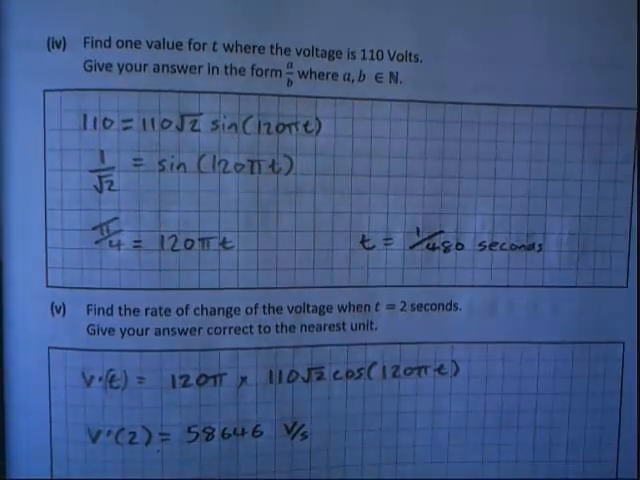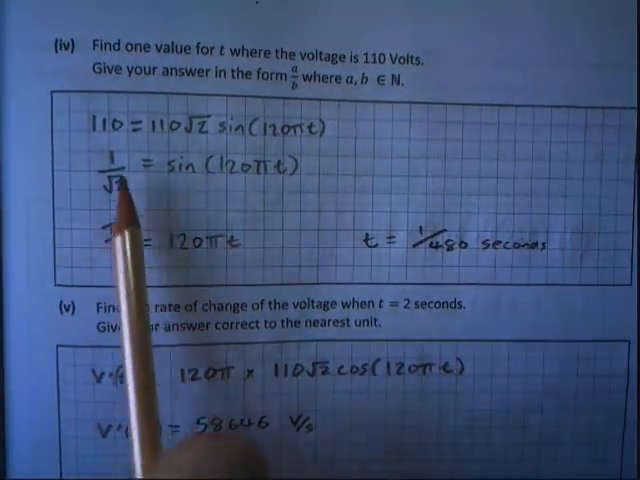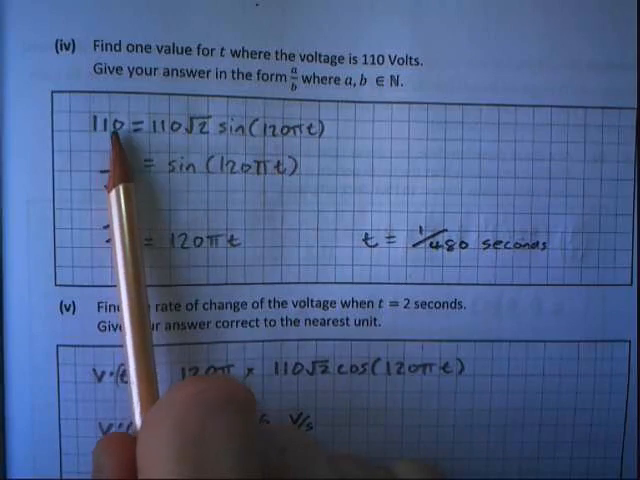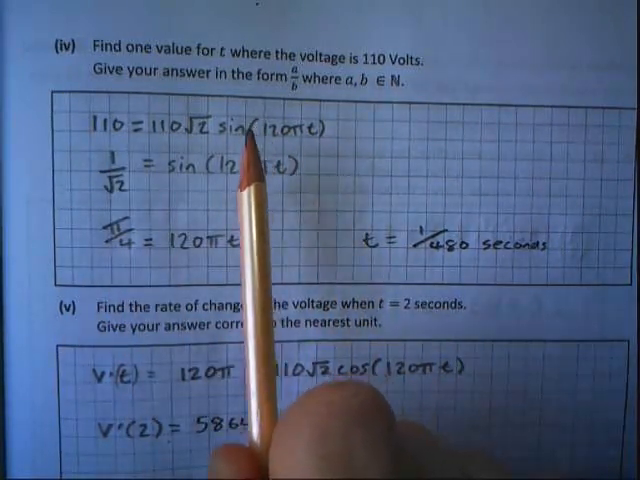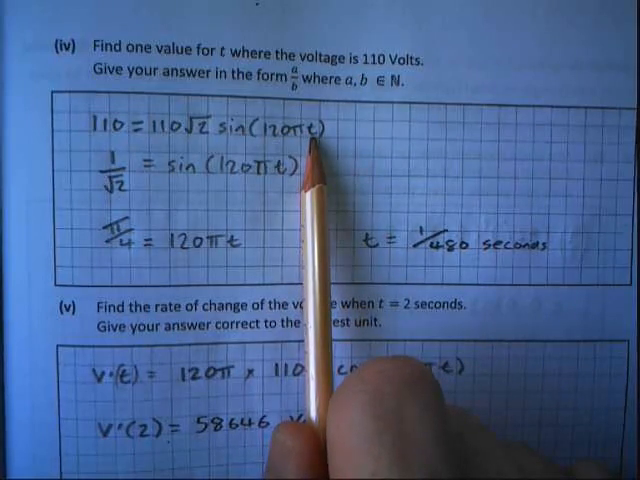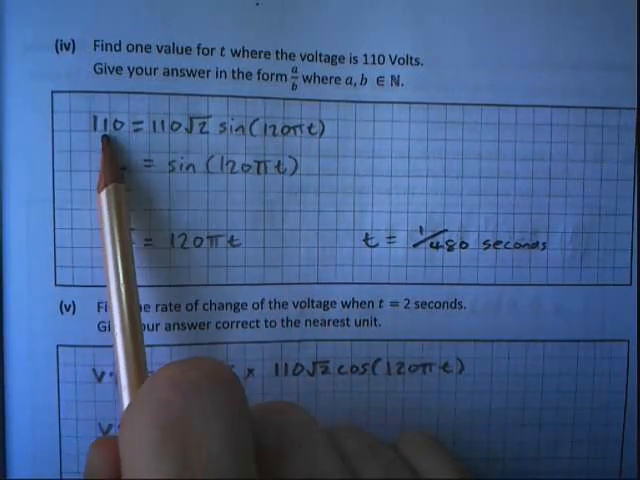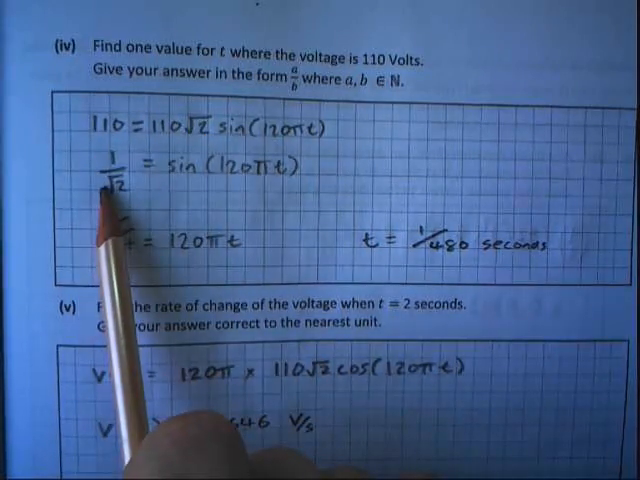Next part, so find one value of t when the voltage is 110. So you just write your formula again, but it's 110 where the voltage was. So that's t basically. And a little bit of algebra here. So we want to work out what t is. We need to move everything away. So this 110 we're going to divide. So that gives you 1 when you divide. And divide by root 2, so 1 divided by root 2.